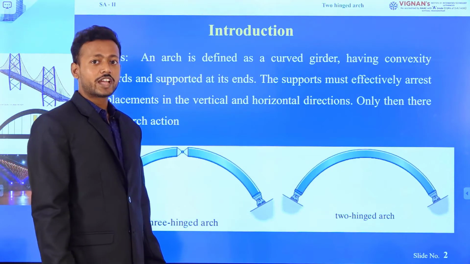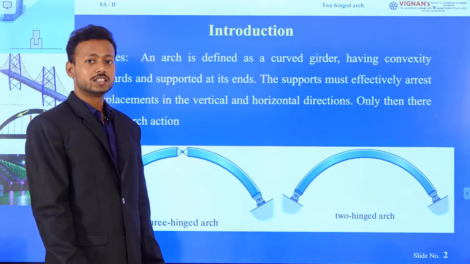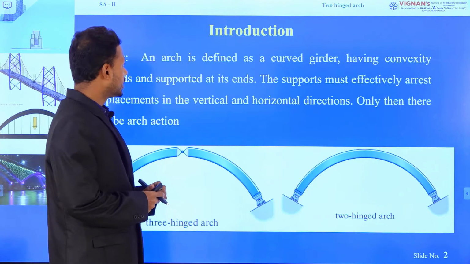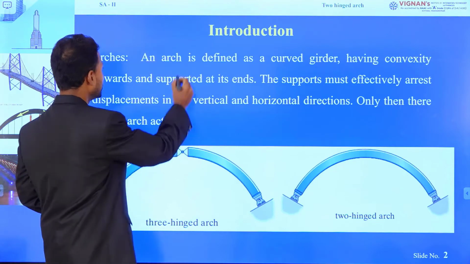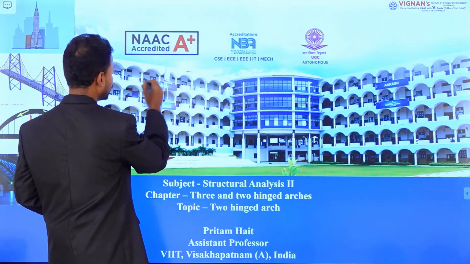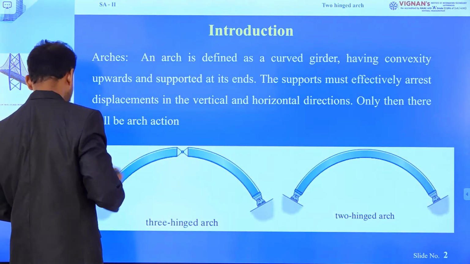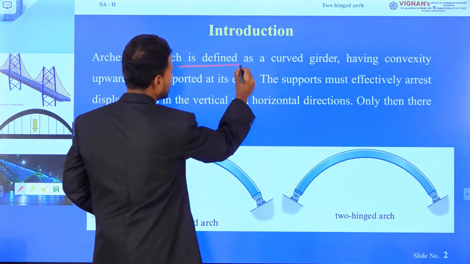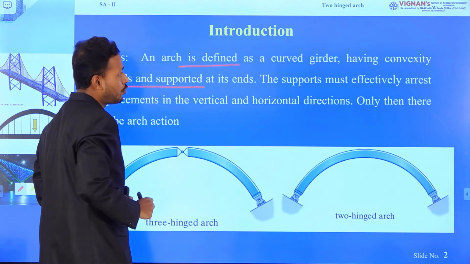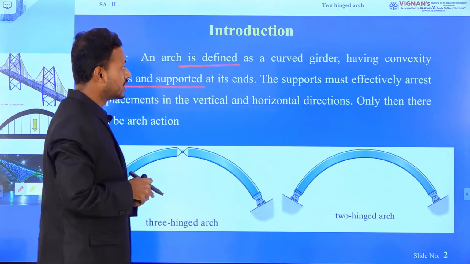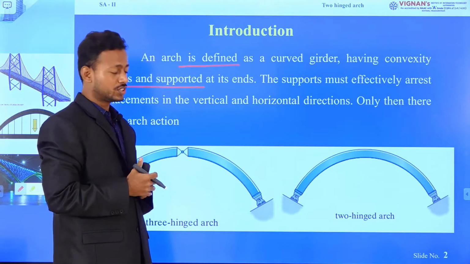First, I would like to explain what is arch and why it is required. An arch structure is defined as the curved girder having convexity in upward direction. The two main things are that it has a convexity in the upward direction and it has a curved shape. This is the definition of arch structure.